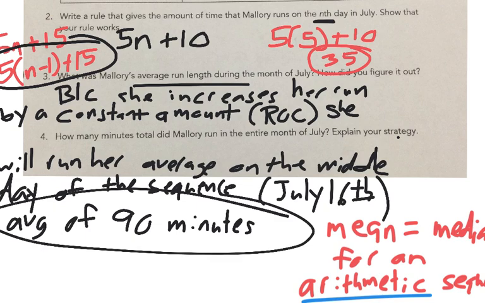So if we multiply the average by how many days? Yeah. Right? That's how an average works. Okay, so it's 2,790 minutes. And how did we come up with that number? We took the average and multiplied it by the total number of days.